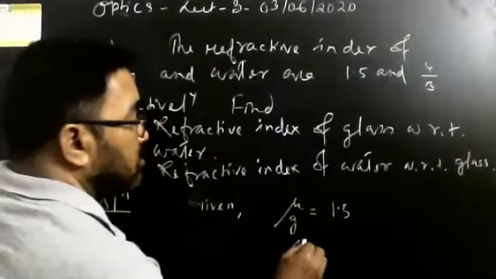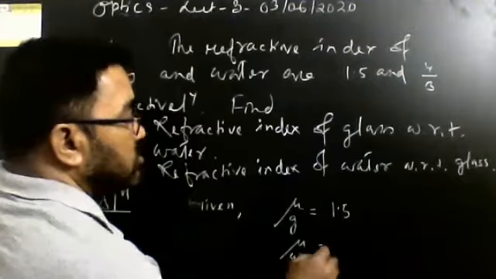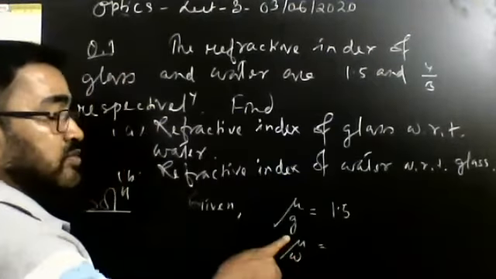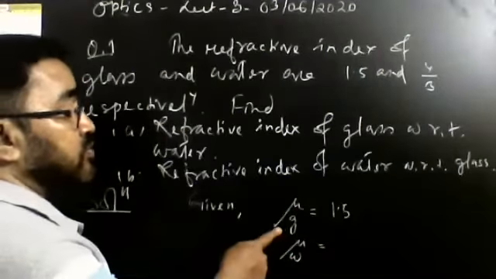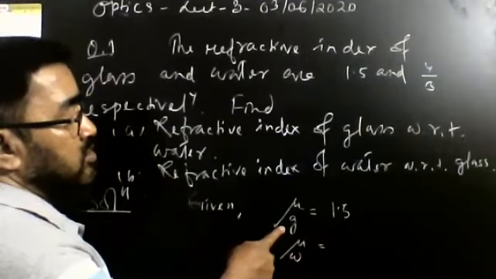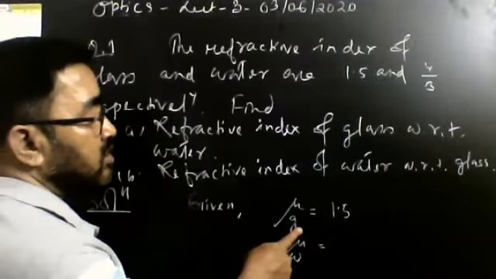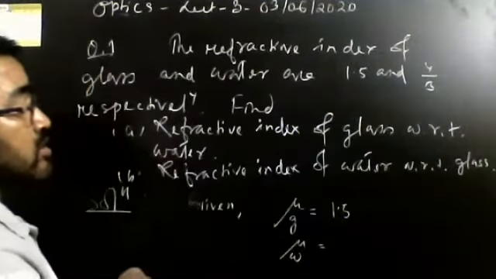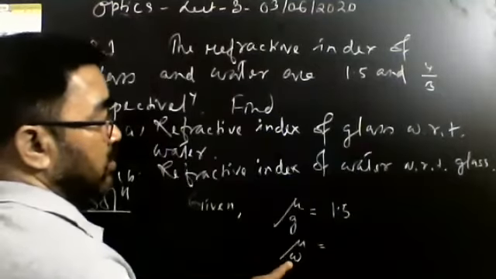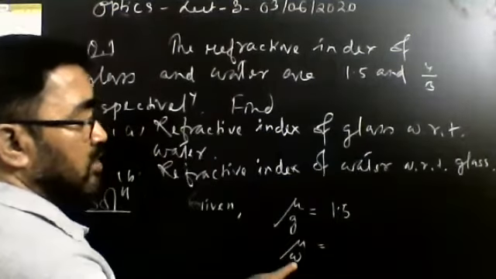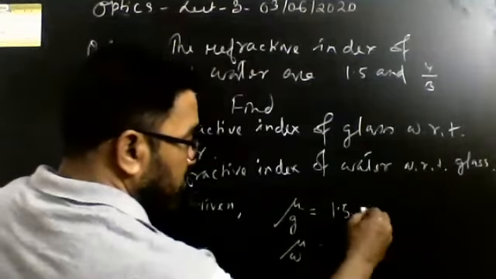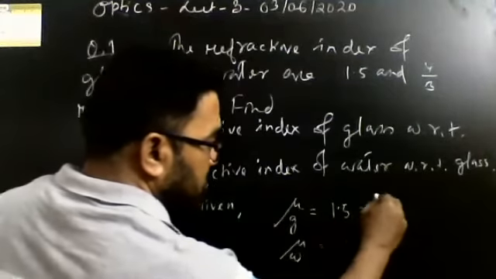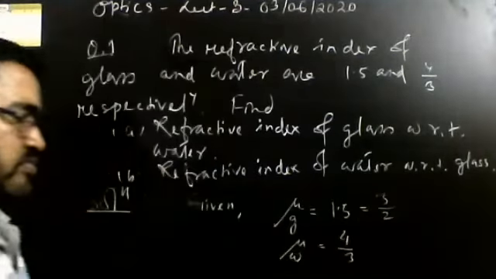And mu w, that is water. G represents glass, W represents water. So this is the absolute refractive index of glass, that is why I am not writing GA. And for water, mu w is given as 4/3. So let me write 1.5 as 3/2.